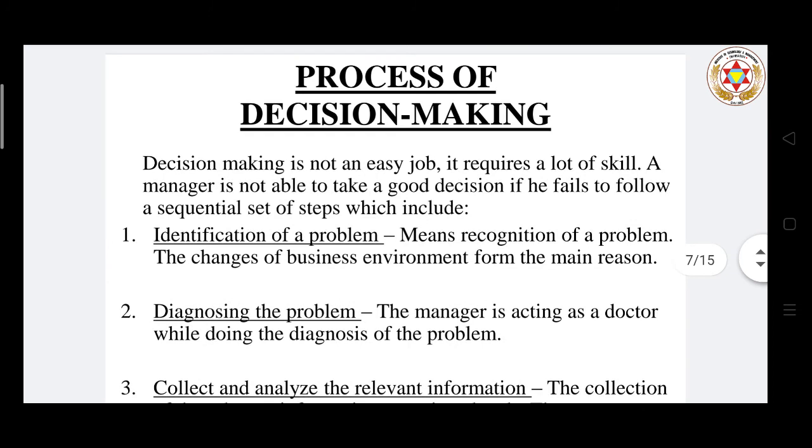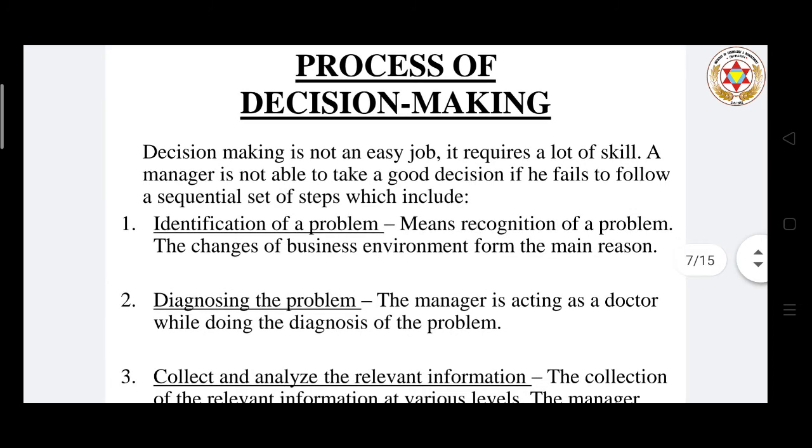Let's come to the process of decision making. The first, it says, like decision making is not an easy job. It requires lots of skills, and a manager is able to take good decisions if he follows a sequential set of steps, which includes the steps are, the first is identification of a problem, means recognition of a problem that changes, because there are changes in the business environment, the main reason, like the micro environment and the macro environment.